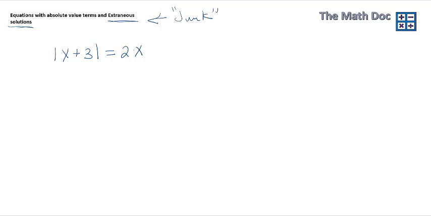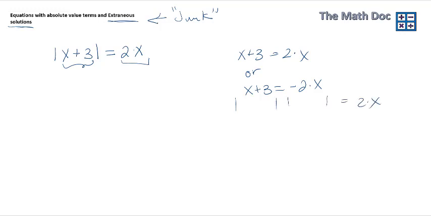Now when we look at this, as always, we're going to look at the case when the contents of the absolute value is equal to what's on the other side, or when it's equal to the negative of it, right? Because again, the absolute value sign here will remove that negative. And so we can have x plus 3 equals 2 times x, or x plus 3 equals minus 2 times x, because when we take the absolute value of these two terms, we will remain with 2 times x here. Okay, so let's look at these two options, these two types of solutions.